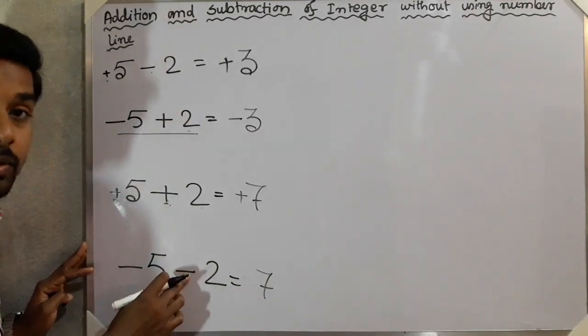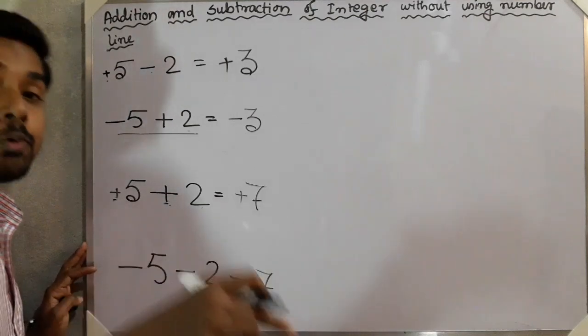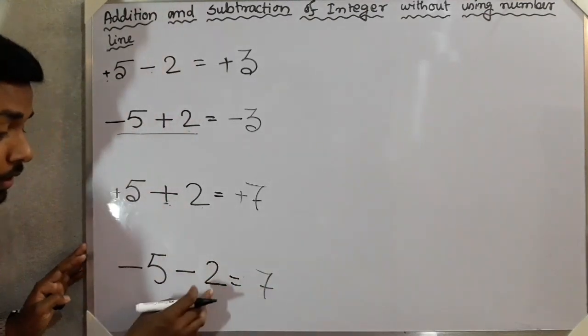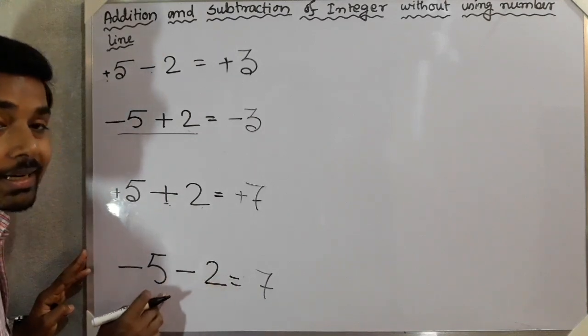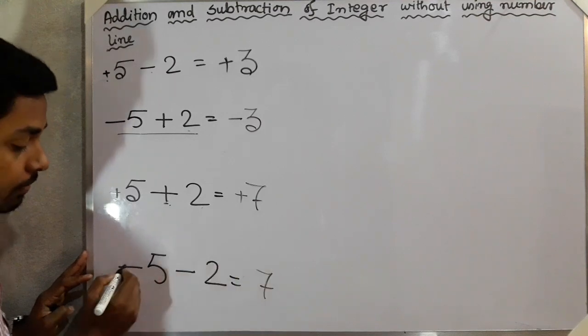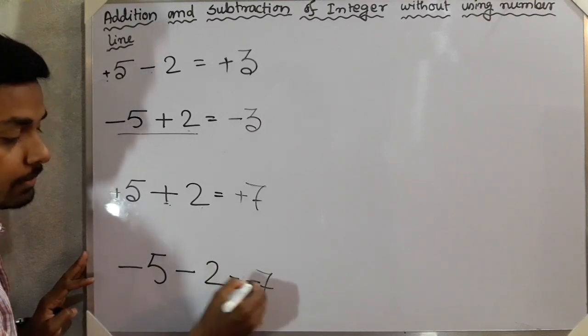What we have done here? Minus into minus equals plus. That means we have to do plus. So 5 plus 2 equals 7. Now between these two numbers which one is the greatest? 5. And before 5 which sign is there? Minus. So we have to take a minus.